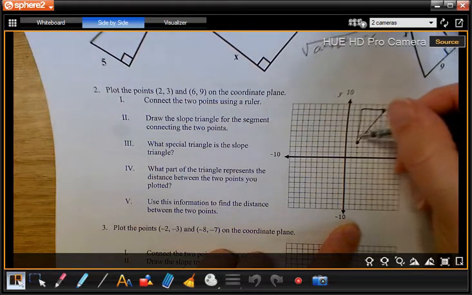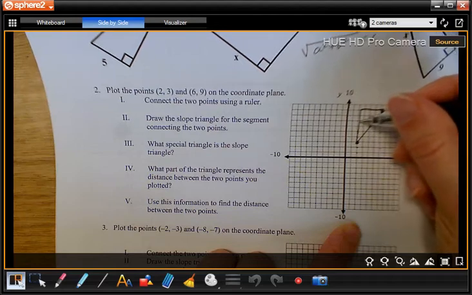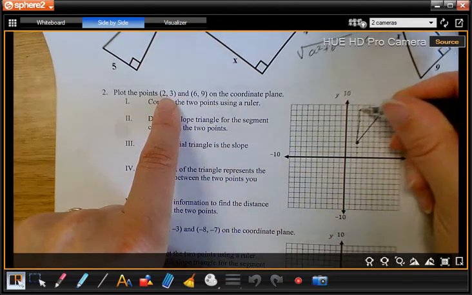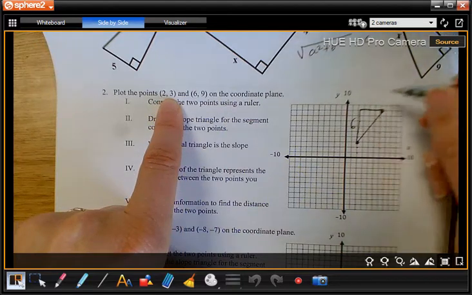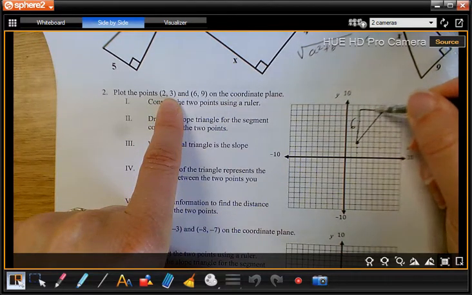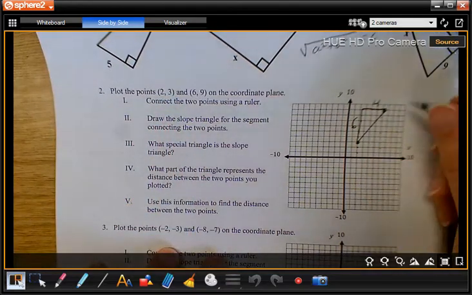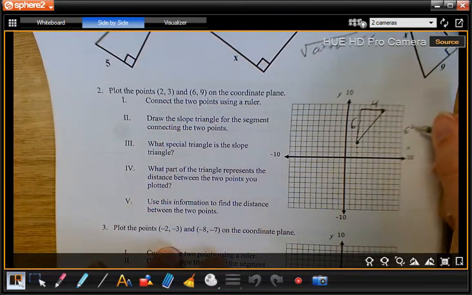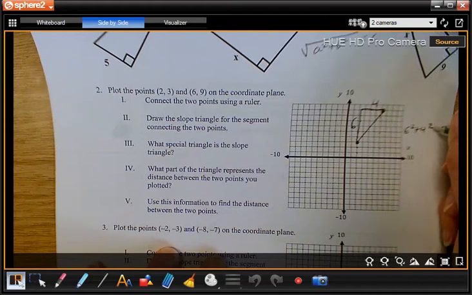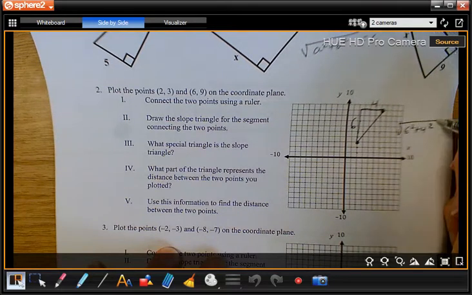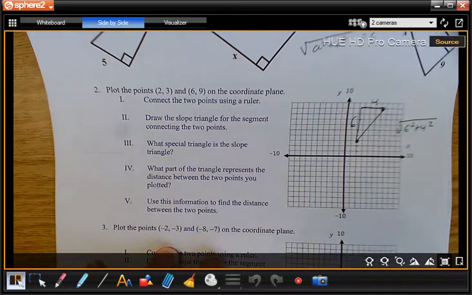So I went up 1, 2, 3, 4, 5, 6. And I went over 1, 2, 3, 4. Okay, so that's my distance. So we're just going 6 squared plus 4 squared and the square root of that. So we're just putting that in our calculator.